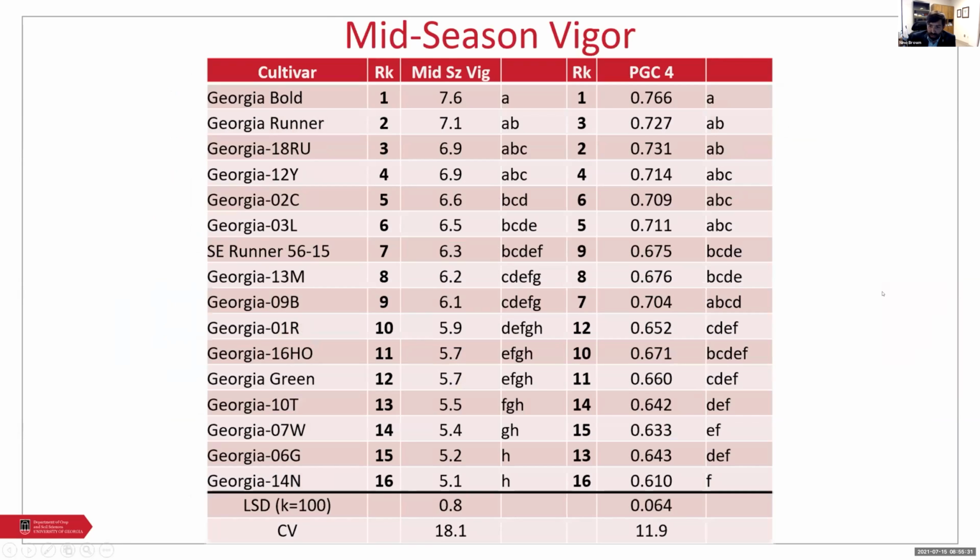When we compare the ranks, there's a large level of agreement between the rankings. Percent green cover actually had a lower CV here than the visual rating system. And we get really good mean separations for both measurements. But it's exciting to see that UAVs can confidently be used for evaluating mid-season vigor.